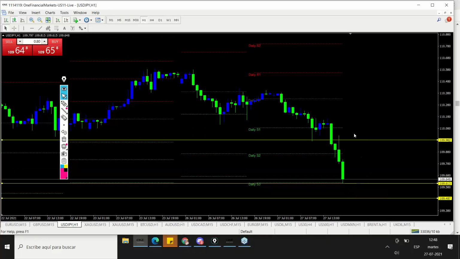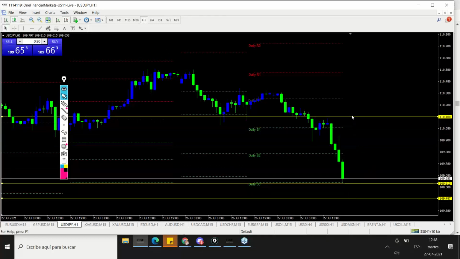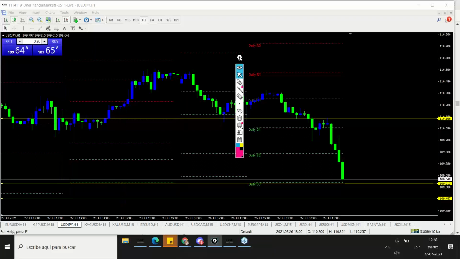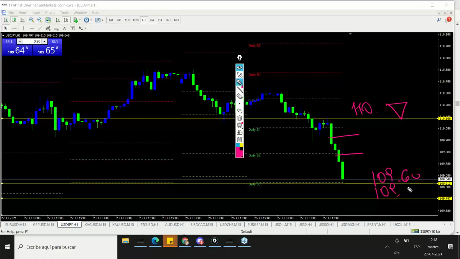We are at 109.64, and the answer is below 110. The strategy for dollar yen is 100% for the seller. Below 110, sellers only. So the strategy is just sellers and sellers, and whenever the market touches 109.60, it's going to reach 109.50. But at this point, we already got to sell down here, and we already actually closed it.